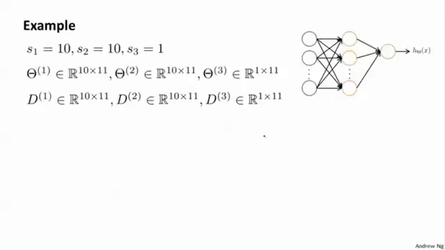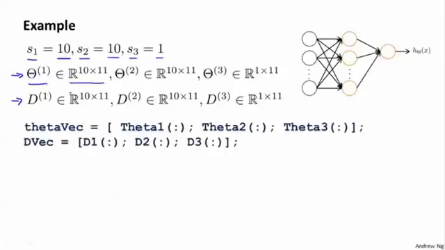Concretely, let's say we have a neural network with one input layer with 10 units, a hidden layer with 10 units, and one output layer with just 1 unit. So S1 is the number of units in layer 1, S2 is the number of units in layer 2, and S3 is the number of units in layer 3. In this case, the dimensions of your matrices theta and D are given by these expressions. For example, theta 1 is going to be a 10 by 11 matrix, and so on. In Octave, if you want to convert between these matrices and vectors, you can take your theta 1, theta 2, theta 3 and write this piece of code, and this will take all the elements of your 3 theta matrices.